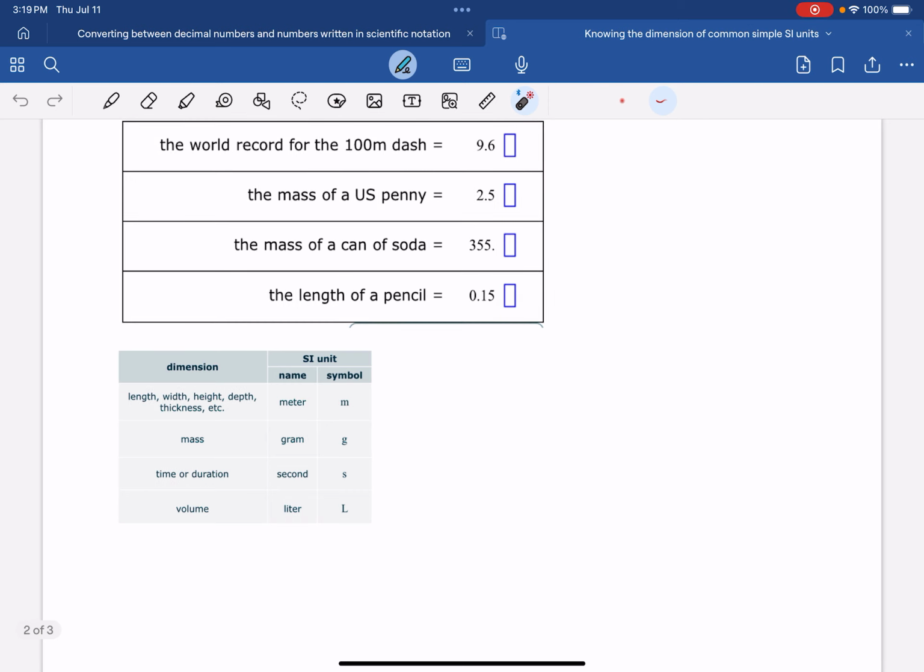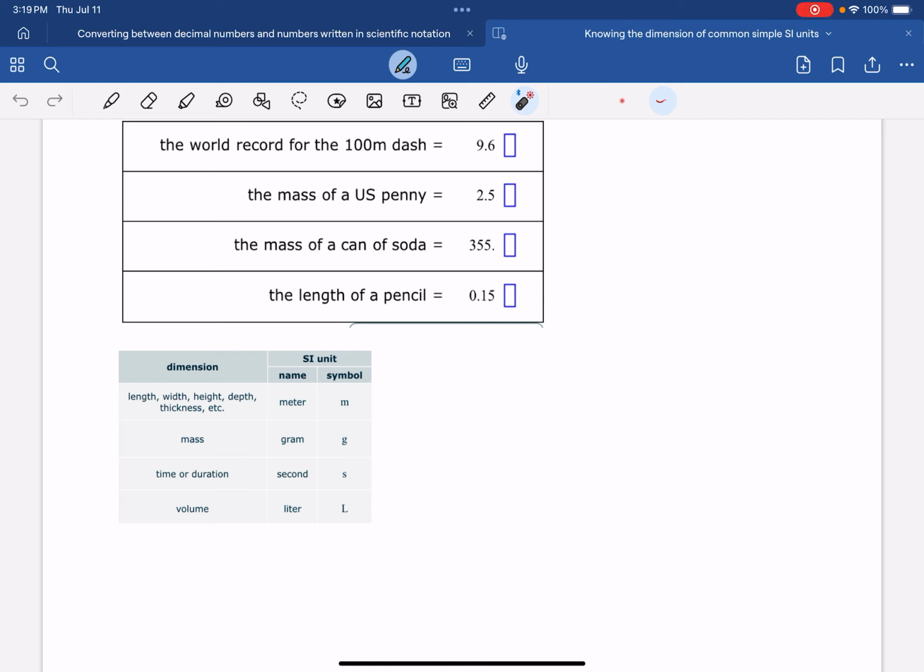in ALEKS, they've given us these as the main SI units: meter, gram, second, liter, and they tell you what each of those things measures. There are additional ones that you can get a little bit finicky with, like current is measured in amperes, etc., luminosity, other variables. But for right now, these are the only ones we really need to worry about.